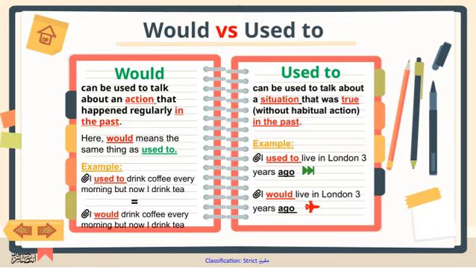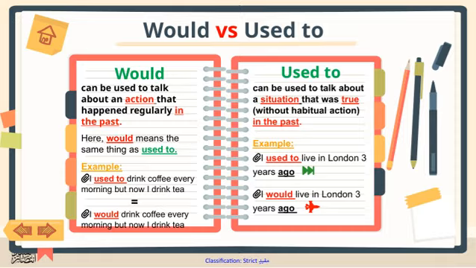Now, some people might wonder if they can also say, I would live in London 3 years ago, and the answer is no. Would is not used to describe a one-time situation from the past. Instead, would is used to talk about actions that happened regularly or repeatedly in the past. For instance, I would drink coffee every morning means that drinking coffee every morning was a habit. It's important to note that in this context, would and used to mean the same thing, talking about past habits.